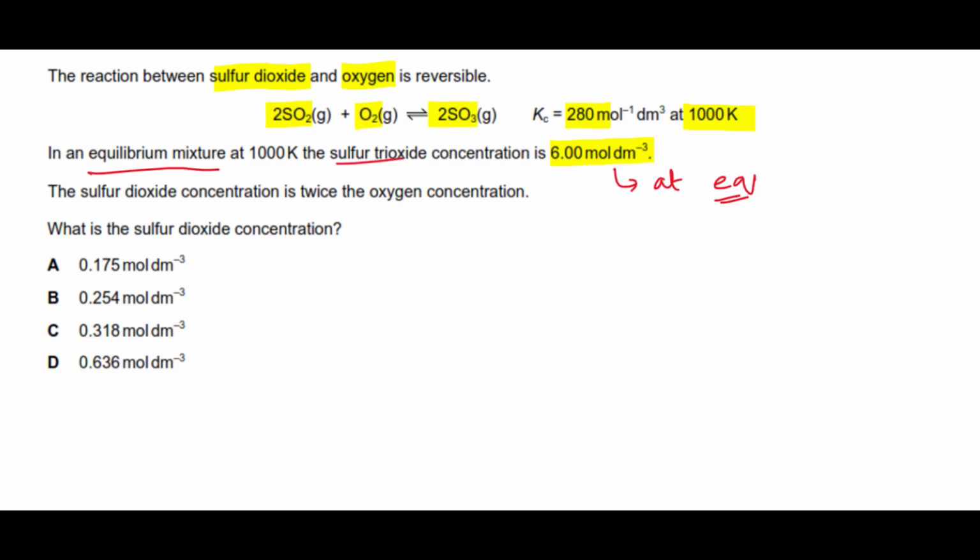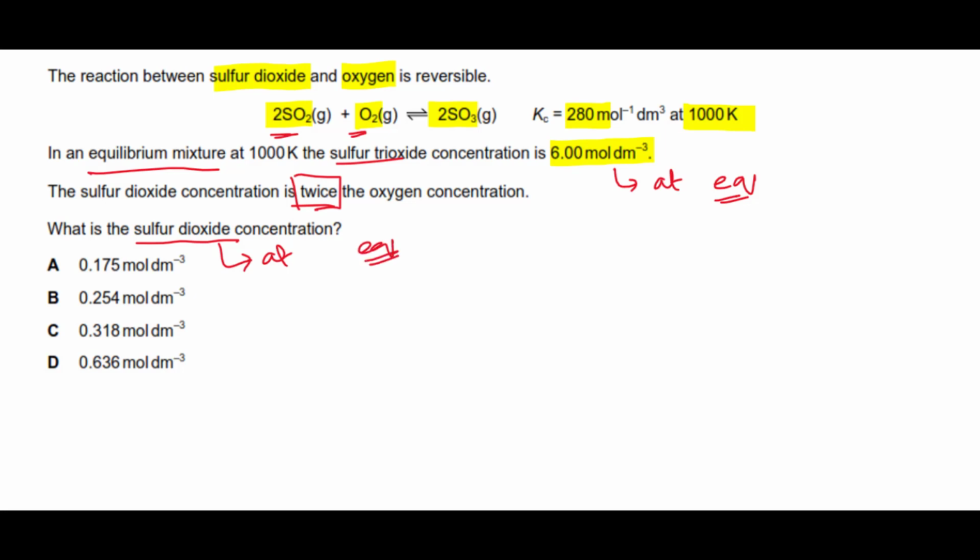The sulfur dioxide concentration is twice the oxygen concentration, and we can see from the equation as well that 2 moles of sulfur dioxide reacts with 1 mole. So they're saying that the sulfur dioxide concentration is twice the oxygen concentration. Whatever the concentration of oxygen is, the concentration of sulfur dioxide is twice that of it. So what is the sulfur dioxide concentration? We have to calculate the concentration of sulfur dioxide at equilibrium.